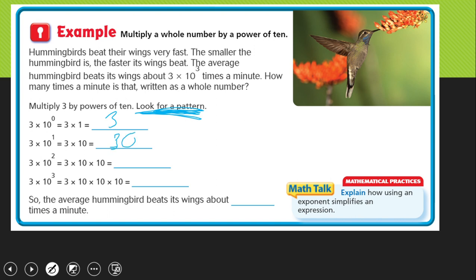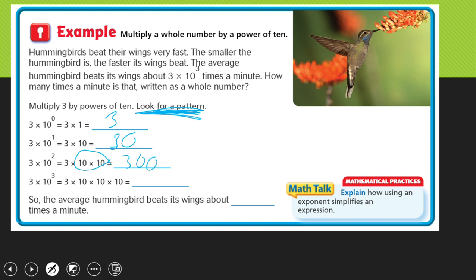Now, 3 times 10 to the second power. Second power, we have 3 times 10 times 10. So we know 10 times 10 equals 100. 100 times 3 equals 300.